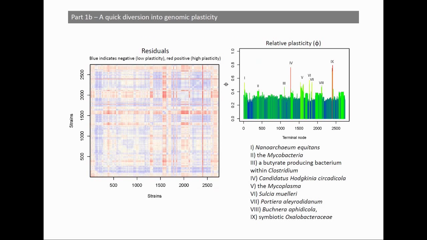If we take the residuals for each of those genomes and we sum them up all the way across, so that each genome is being compared to all other genomes, we can get an indication of the relative plasticity of all of the genomes. So this is our phi parameter here. This is our indicator of relative plasticity. These are each of the genomes that went into the analysis.